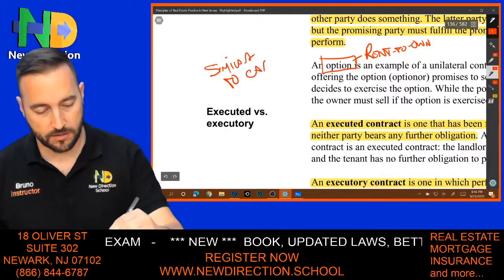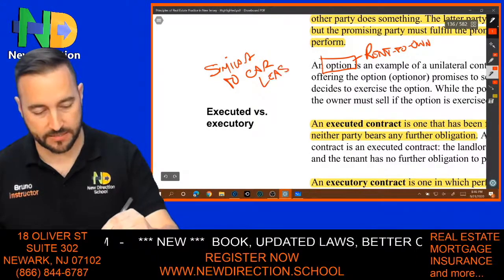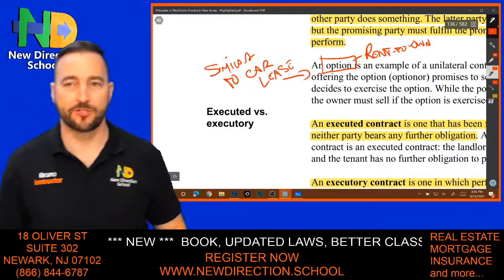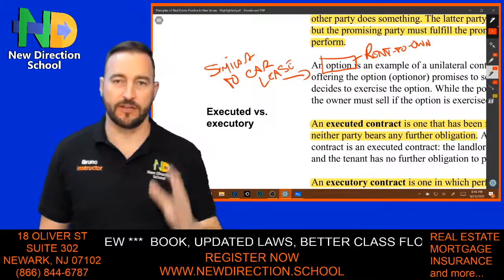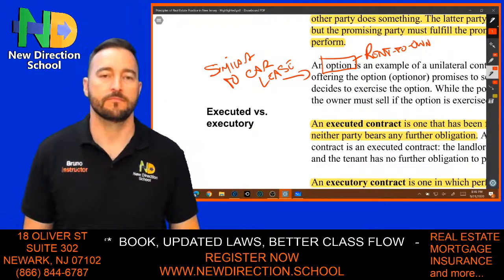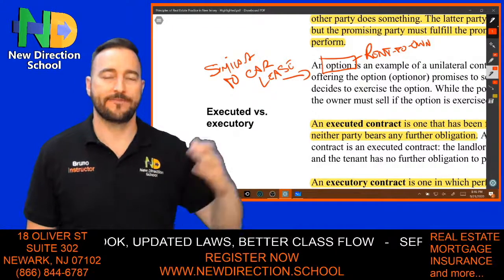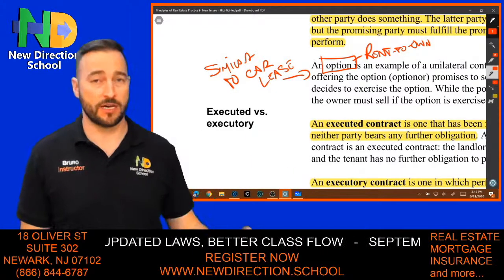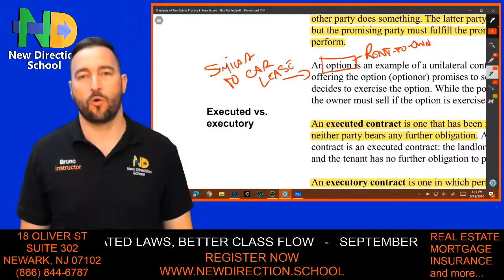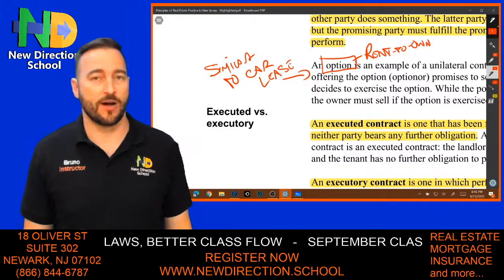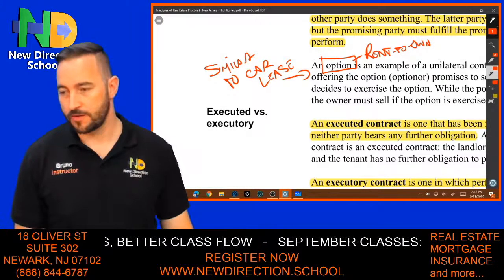So again, think about this as similar to a car lease, okay? So option is similar to a car lease. Think of it the same way. I'll rent, and after a period of time, I can either buy or I can walk away. It's an option. I don't have to buy. Okay? Any questions here?